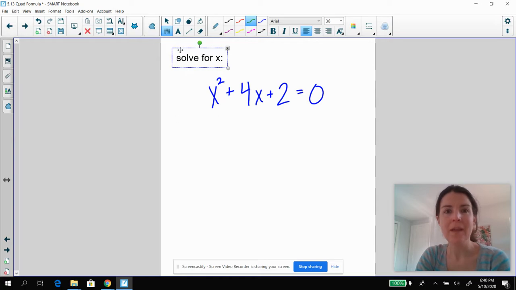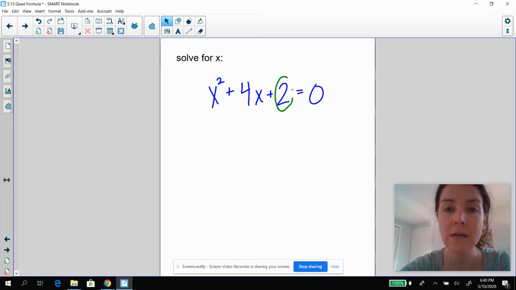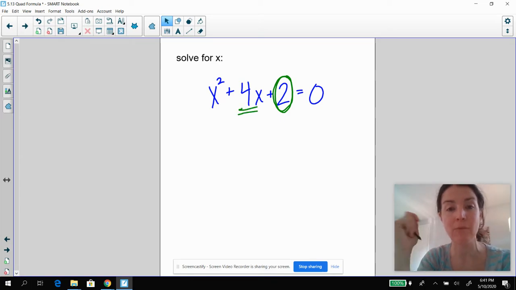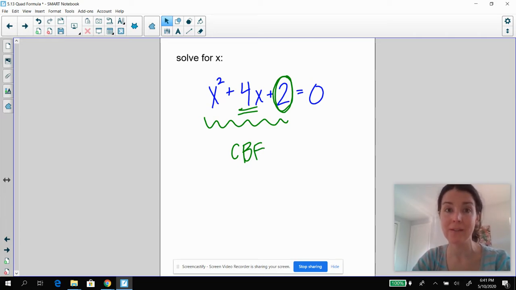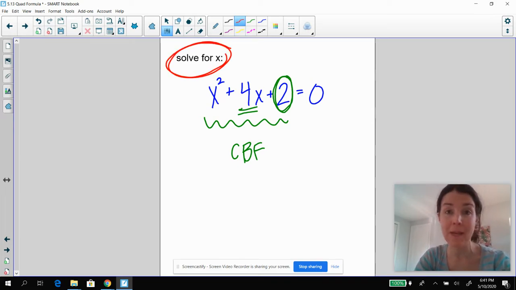Okay, so if we have a situation like this, I'm trying to drive this home again. I see an x squared term, an x term, and I see something else. I know I'm going to try and factor it. So right here, I'm going to look for factors of 2 that combine in some way to get me a 4. And there aren't any. And so this, we would say, is C, B, F. But the directions do not say factor this. The directions say solve for x. So we have to be able to do it.